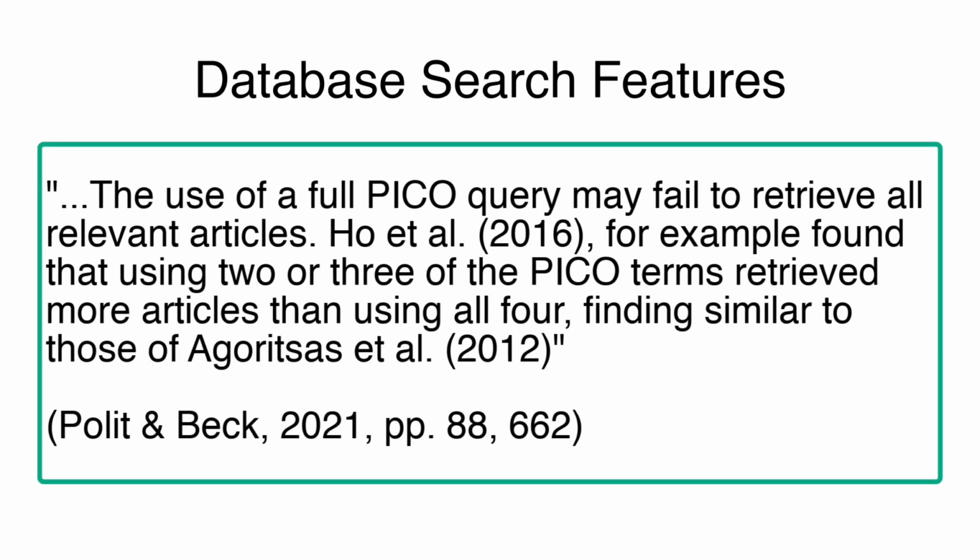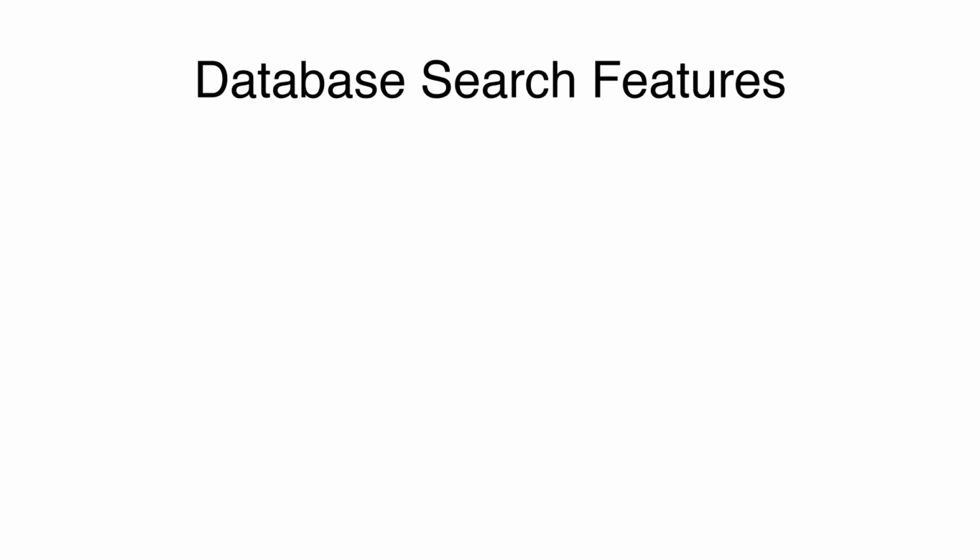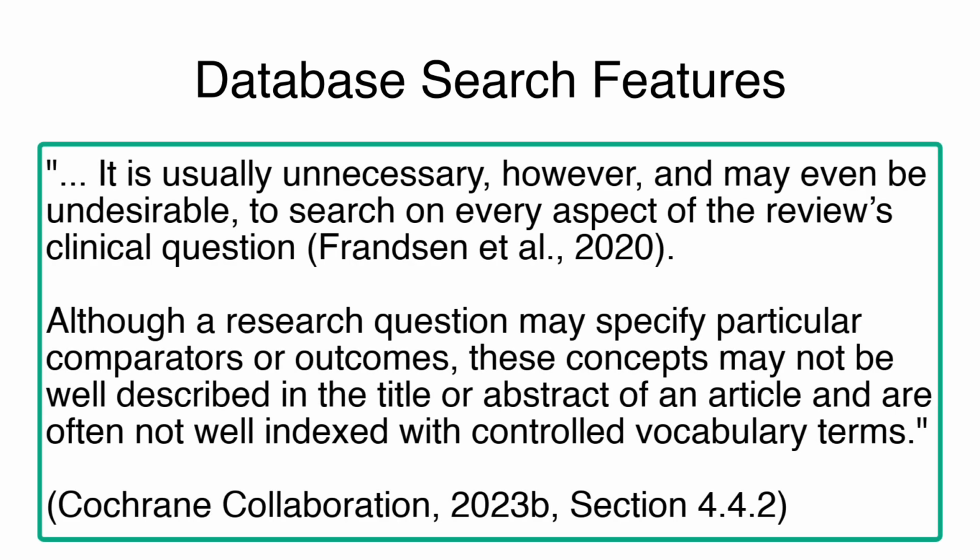Polit and Beck share some caution that the use of a full PICO query may fail to retrieve all relevant articles. Ho et al., for example, found that using 2 or 3 of the PICO terms retrieved more articles than using all 4, findings similar to those of Eriksen. Cochrane also states that it is usually unnecessary, and may even be undesirable, to search on every aspect of the review's clinical question. Although a research question may specify particular comparators or outcomes, these concepts may not be well described in the title or abstract of an article, and are often not well indexed with controlled vocabulary terms.